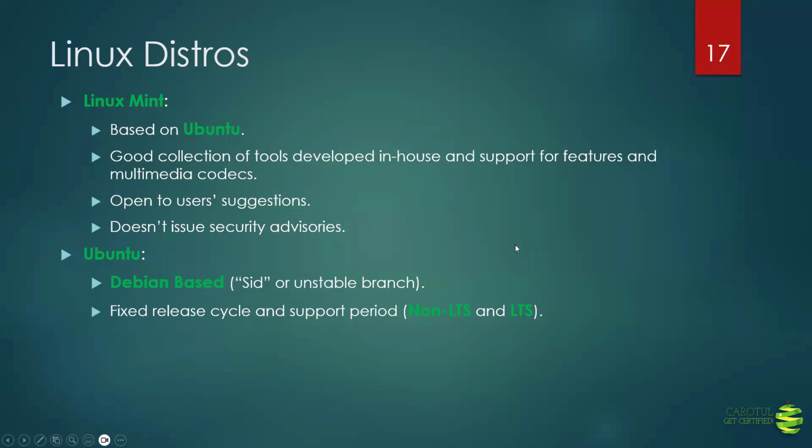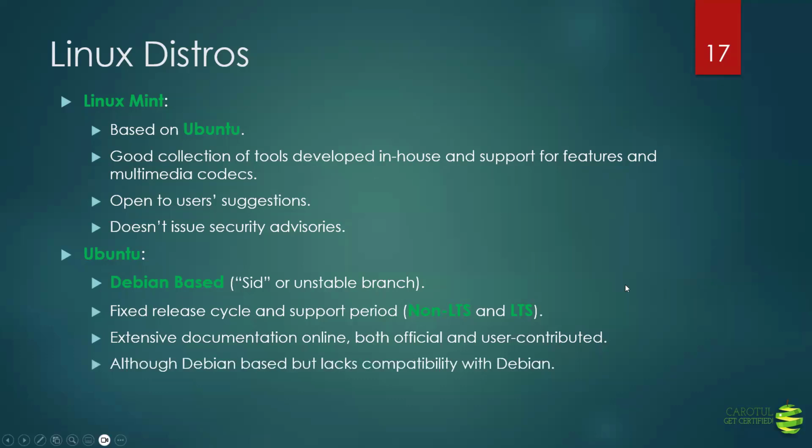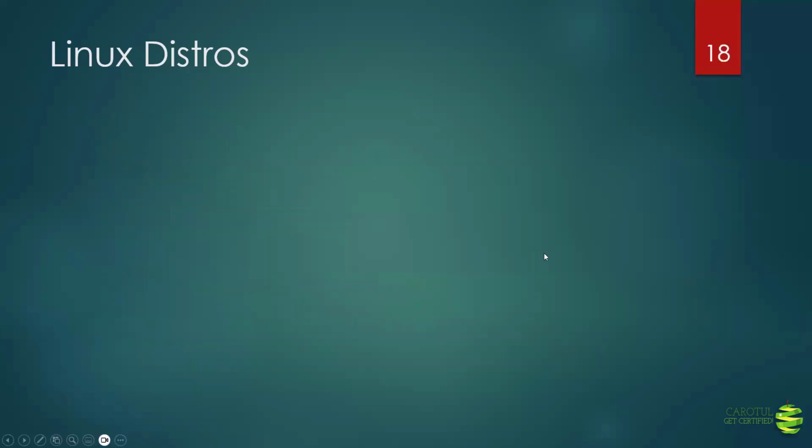One of the great things about Ubuntu is that it has extensive documentation online, both official and user contributed. So any time you get any issue, you can guarantee that you will get a solution on the internet. Someone already had this issue, and they already have a discussion about this, right? Although it is Debian based, it lacks compatibility with Debian, so it is not compatible with the Debian operating system. It just uses the package management, like the apt command, from Debian.